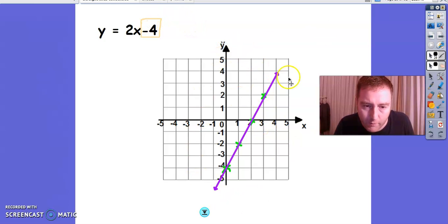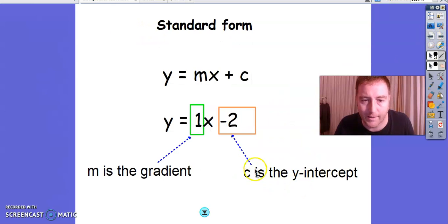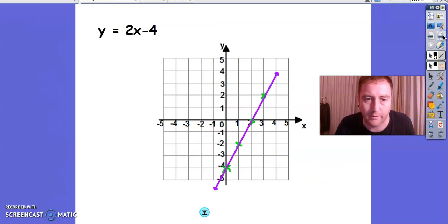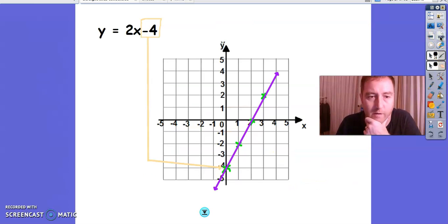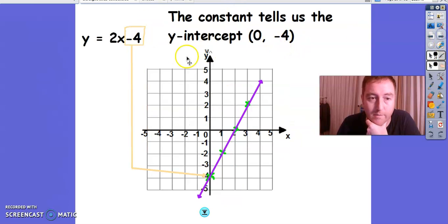So, here is my line. What does the minus 4 tell me? Well, if we remember back here, minus 4 is the number on the end, the y-intercept. And if we look at this graph, we can see it's crossing the y-axis at minus 4. So this number here tells me where the line crosses the y-axis.